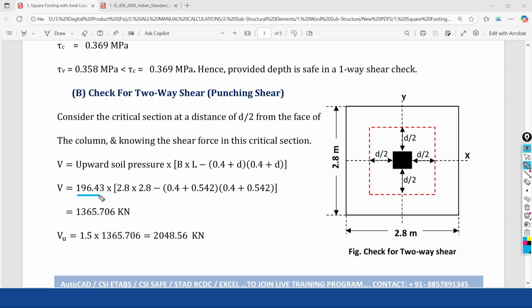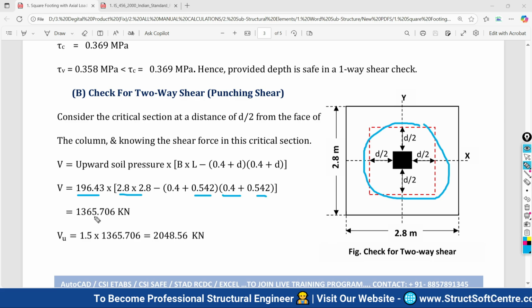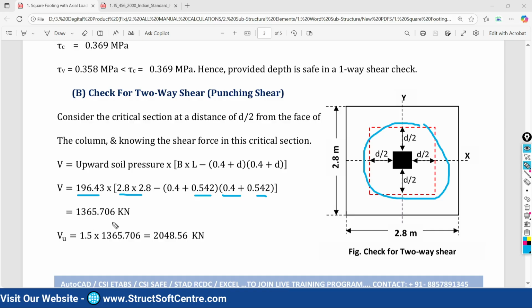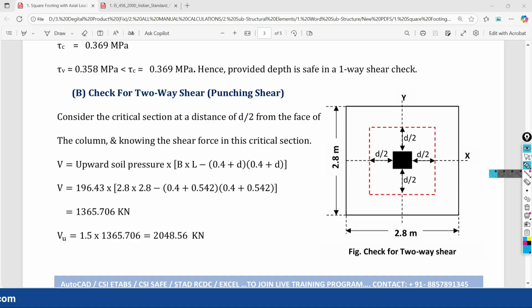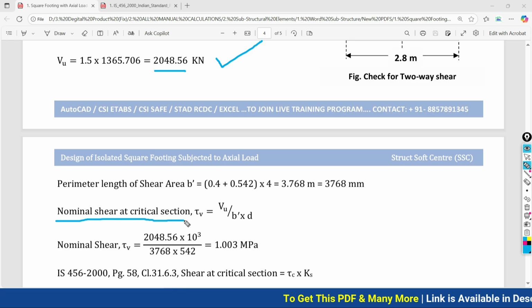Put all the values in this formula, so you will get V value as a service value. Upward soil pressure 196 multiplied by total area 2.8 multiplied by 2.8 minus this shaded area 0.4 plus effective depth of 0.542, 0.542, 0.4. After doing all this calculation, we are getting the value of shear force for this punching shear 1365.706 kilonewton. Now multiply it with 1.5 to get the factored value. So we are getting the factored value as 2048.56 kilonewton.